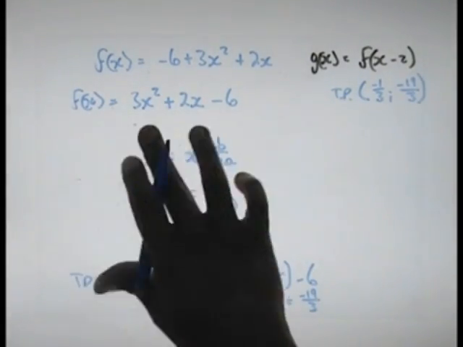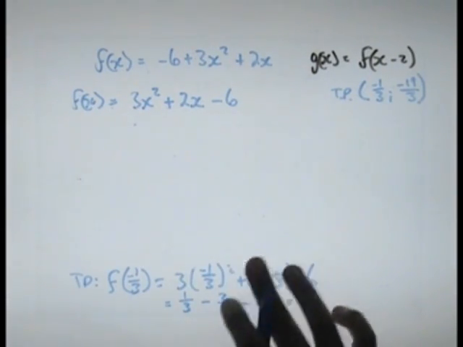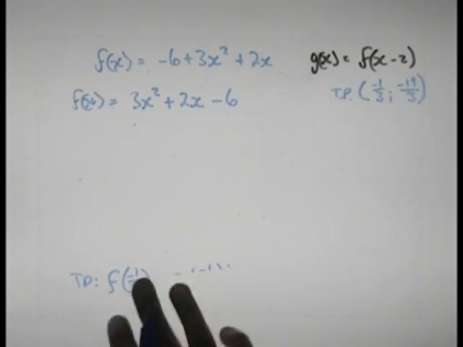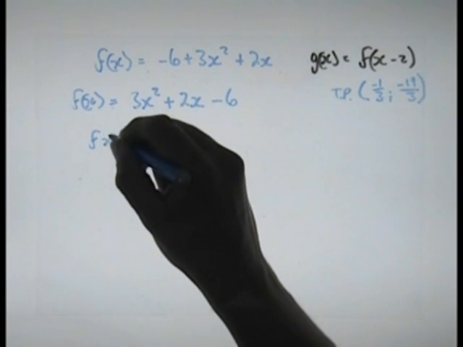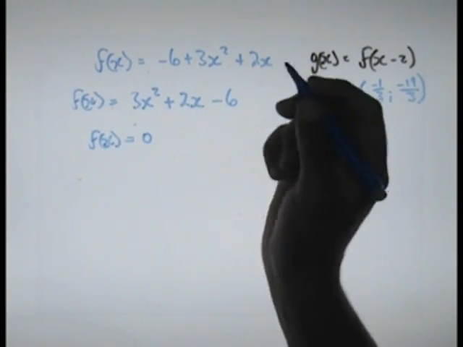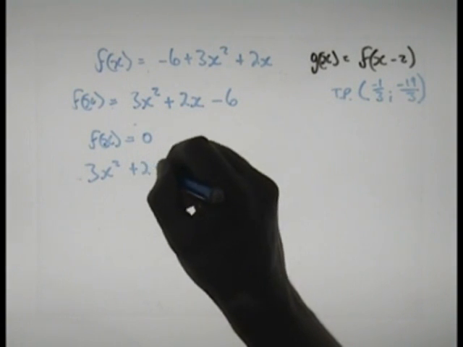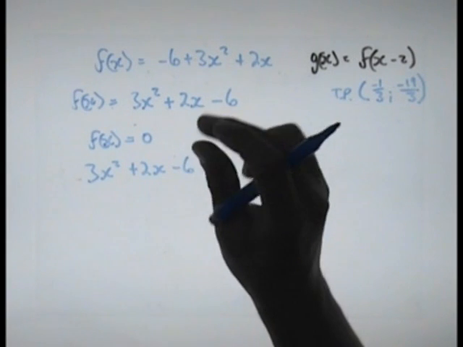That's that. Now we need to look at our x-intercepts. Our x-intercepts, remember, are going to be given as the x values when y is equal to 0. That means that to get our x-intercepts, we make f of x equal to 0. 3x squared plus 2x minus 6 is equal to 0.